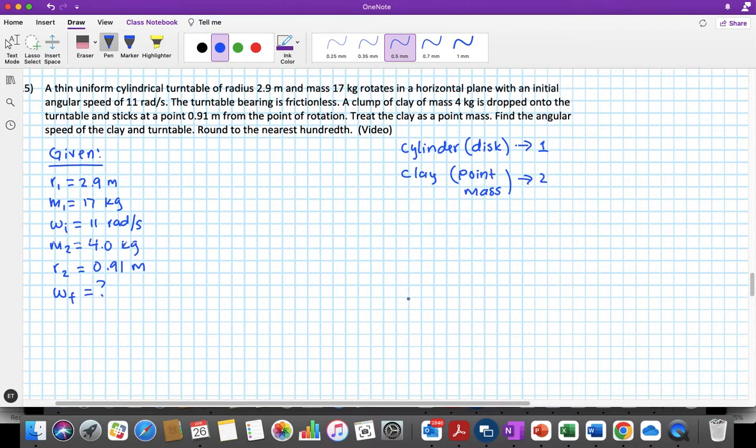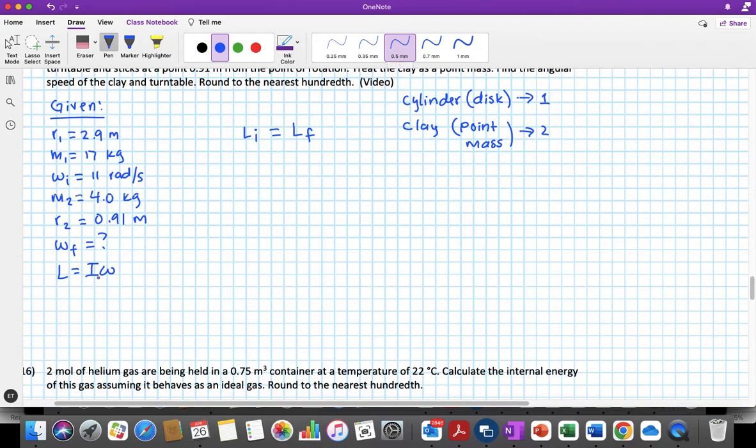This is about conservation of angular momentum. So don't forget the symbol for angular momentum is L, and it's simply I omega, where I is moment of inertia and omega is angular speed. So we have that the angular momentum of the system initially will be the same afterwards, right? Angular momentum of the system initial will be the same as angular momentum of the system final. Now we can see what the parts of the system are. And before, the only thing that is rotating is the cylinder. So then, let's define the moment of inertia.